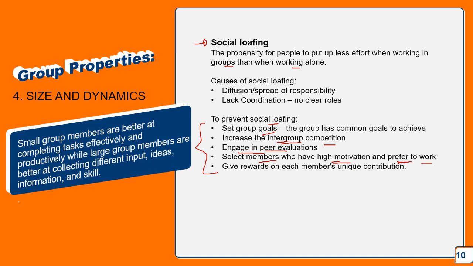So by choosing the right group members, there will be no group members who put in less effort when working in a group. And finally, give reward on each member's unique contribution. So reward the contribution of each member. What each member will do is that they will put in a lot of effort to work in a group so that they can get the reward also for their unique contribution. So these are the ways to reduce or to avoid social loafing.